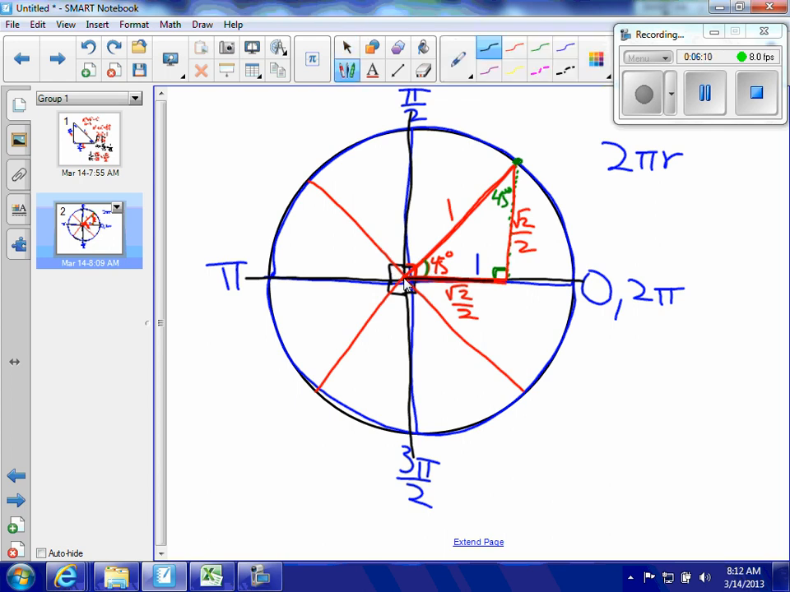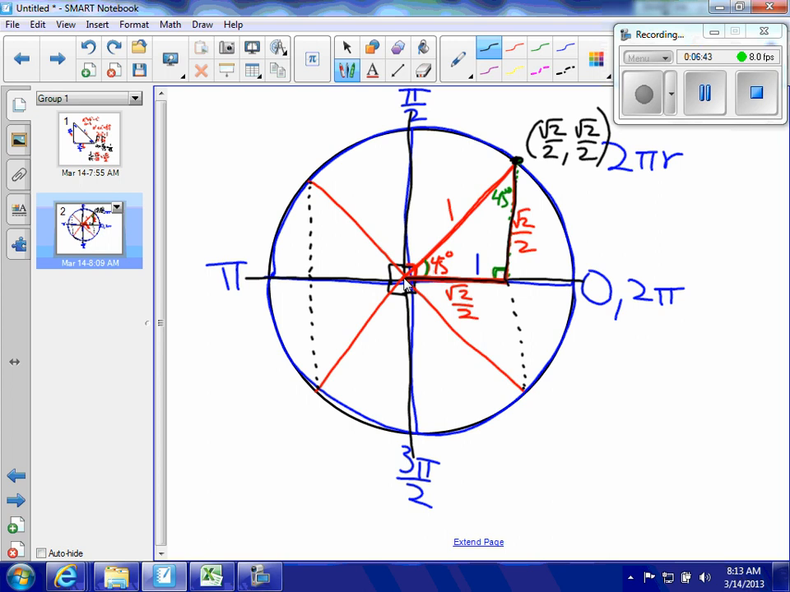This is my x distance for this point. This is my y distance for this point. So the coordinates of this point are radical 2 over 2 and radical 2 over 2. Make sense? Yeah? And since all of these are going to be similar 45, 45, 90 right triangles, oh, I'm sorry, that one looks a little bit crooked.